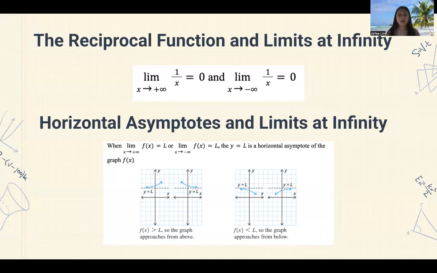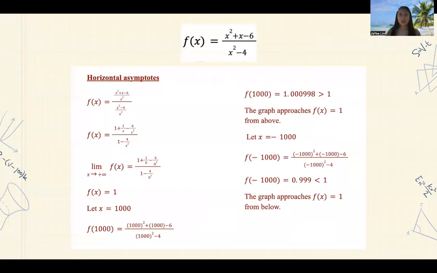After that, we will use a very large value or a very small value. For example, a very large value will be 1000. By substituting the 1000 value into the function, if we get an answer that is larger than the horizontal asymptote, the graph will be approaching the horizontal asymptote from above. If the answer that we obtain is smaller than the horizontal asymptote, the graph will be approaching the horizontal asymptote from below.